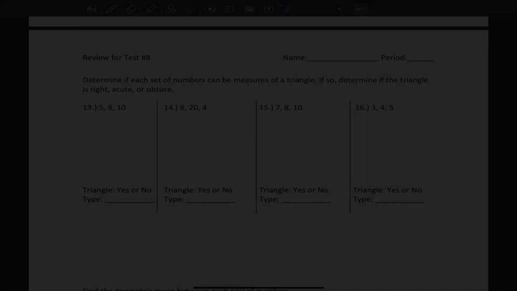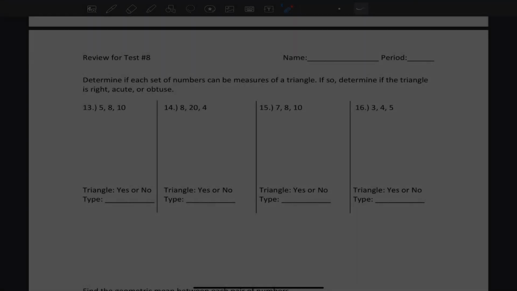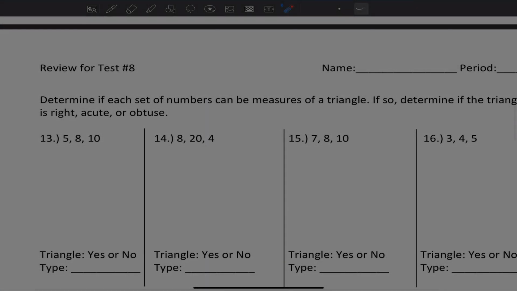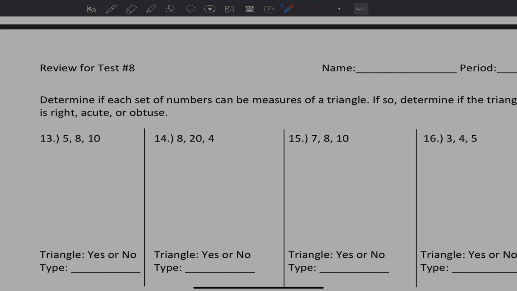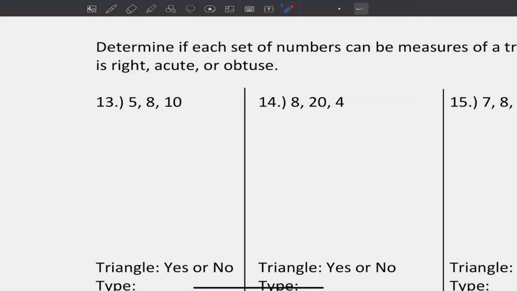Okay, determine if each set of numbers can be measures of a triangle. If so, determine if the triangle is right, acute, or obtuse. So first of all, when you are determining if each set of numbers can be measures of a triangle, you want to use the triangle inequality theorem.